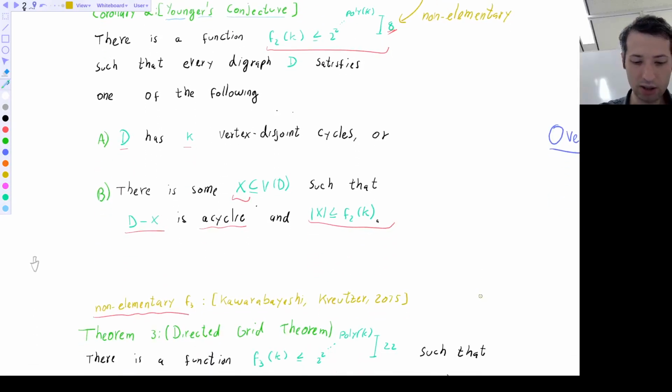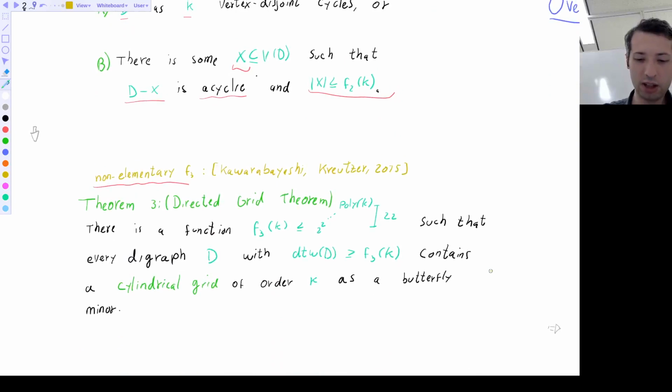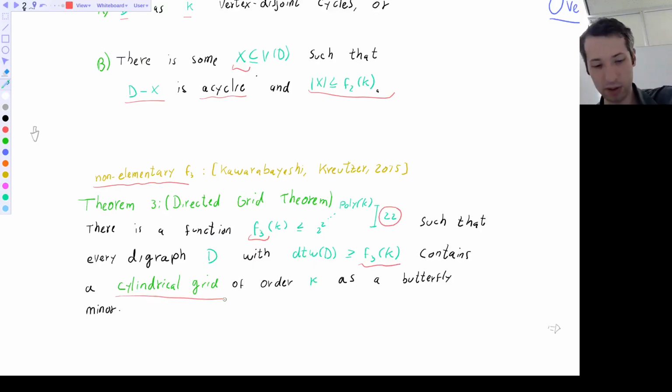So the third result that we get, and the final one, is that we can now get some function f3, a power tower of height 22, such that if the digraph has tree width large enough, then it contains the cyclic grid as a butterfly minor. So we got an elementary bound for the directed grid theorem, which, just recall, Kawarabayashi and Kreutzer gave a non-elementary upper bound for.